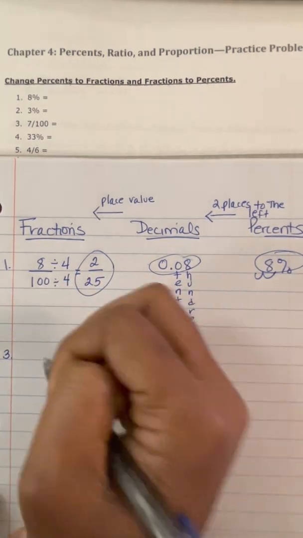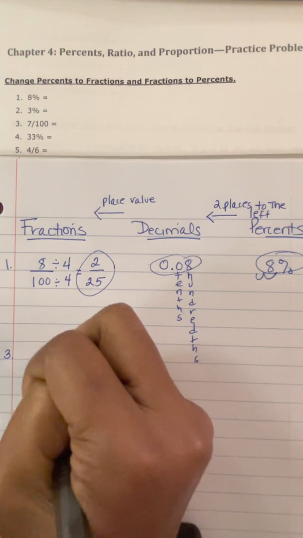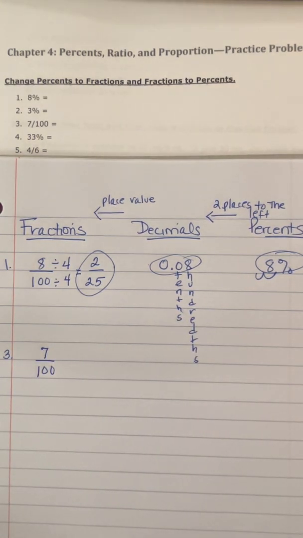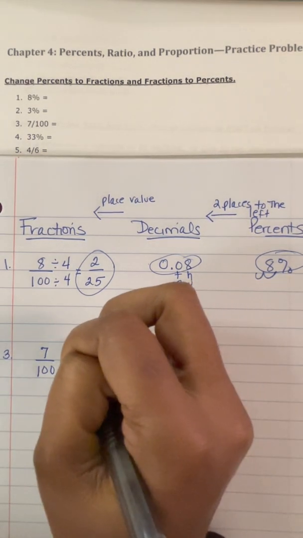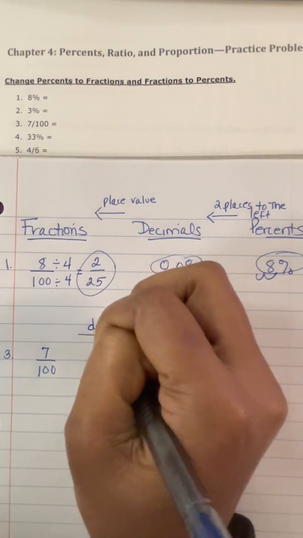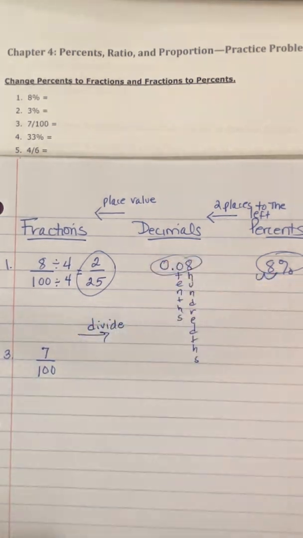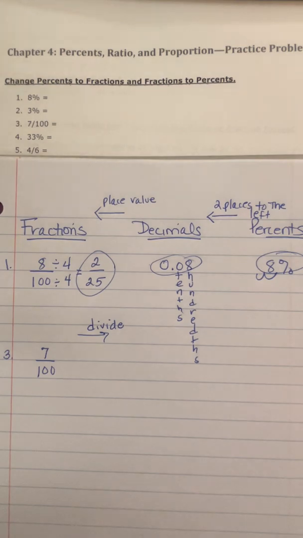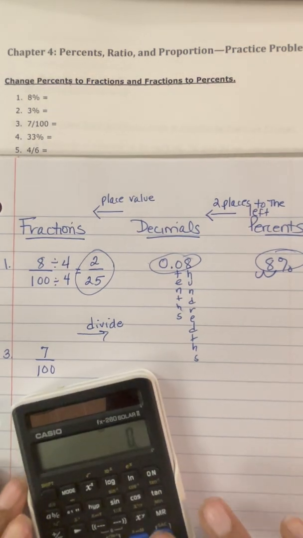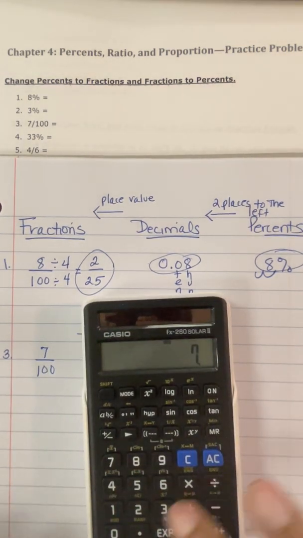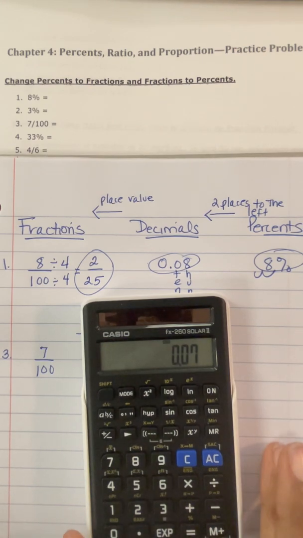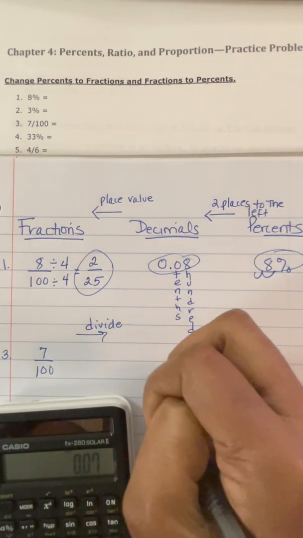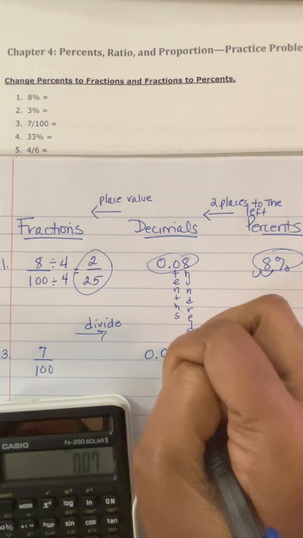Number 3 is 7 over 100, which is a fraction. If you want to go from a fraction to a decimal, you simply divide. You're going to put that in your calculator. 7 divided by 100 is your decimal. 7 divided by 100 is 0.07. So not too hard at all.